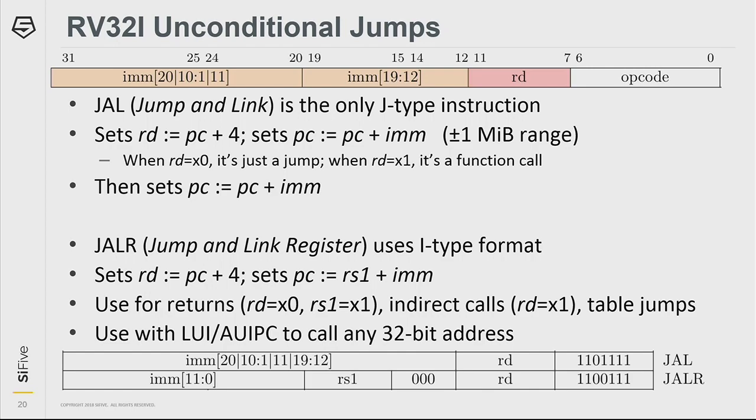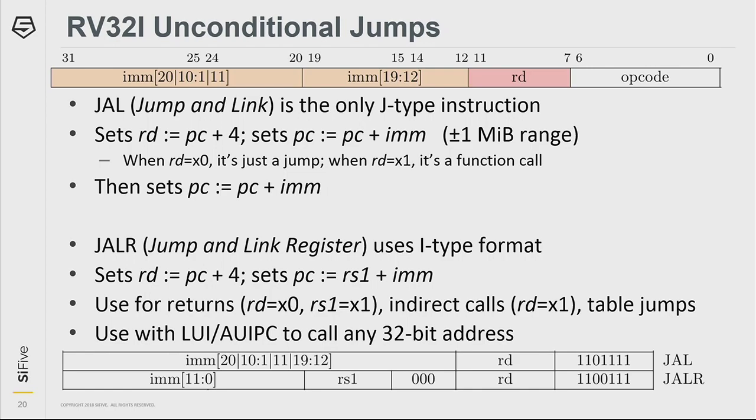There's also this jump and link register instruction, which is very versatile. It's used for returning from functions. So if you just set RS1 to the link register, which by convention is X1, then you'll jump back there. So that's how you get back from a function.